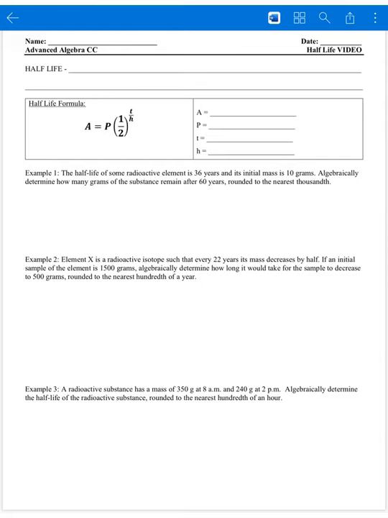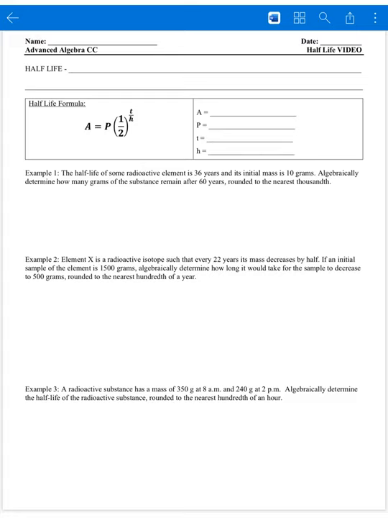Alright guys, so this is going to be our second day of word problems. You have 5 formulas that you're going to do. Yesterday you did 2 together, the exponential growth and decay. This is your third, it's half-life. You might have heard of half-life in your science classes.